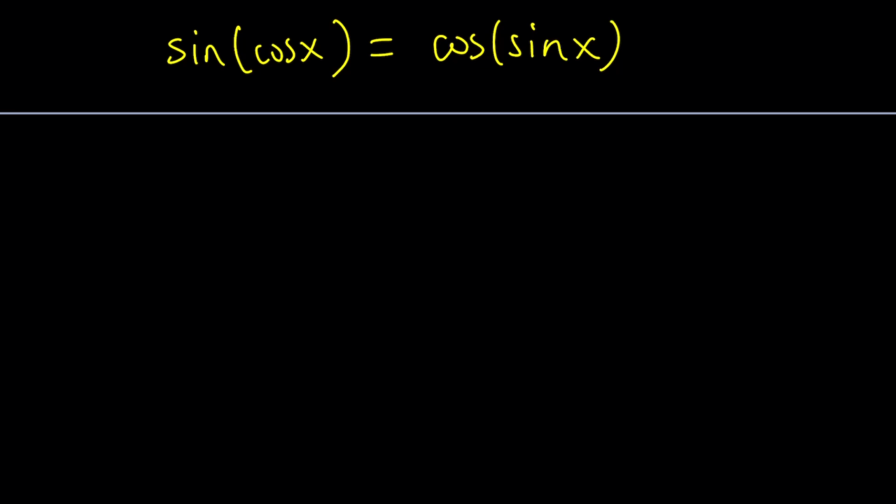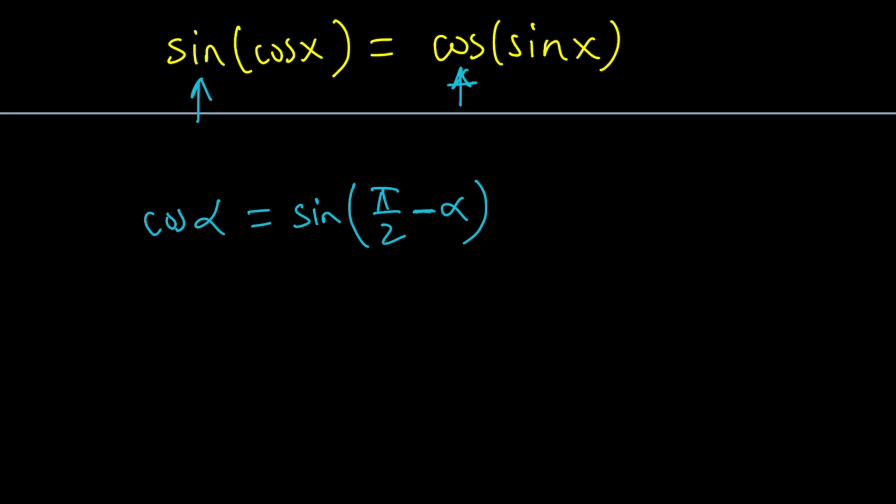So to be able to solve this problem, I want to turn these into the same thing. I have a sine and I have a cosine, and I want them to be the same kind. So let's go ahead and replace this cosine with a sine of something. As you hopefully know, cosine of alpha can always be written as sine of pi over 2 minus alpha. So if two angles are complementary, this is true. And then you can go ahead and use it here where this is going to be our alpha.